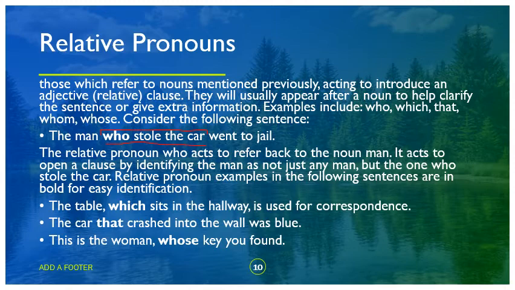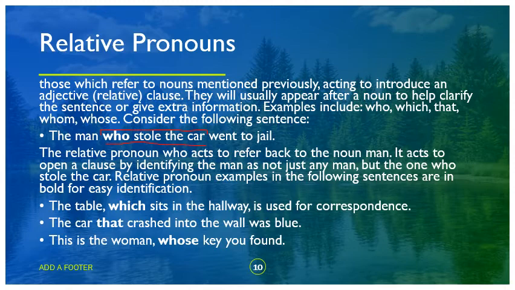So the way I explained it to you, that even if you cut out this whole clause, then the sentence that will be remaining will be the man went to jail. But in that case, we will not have enough information about the man. So who stole the car is a relative clause where a relative pronoun introduces a relative clause and it gives us more information about the man. Let's look at the other examples.